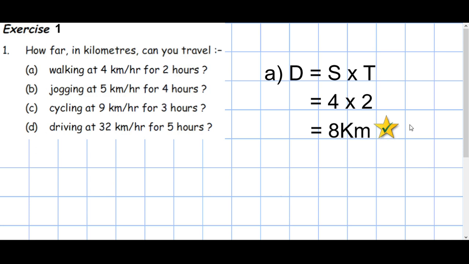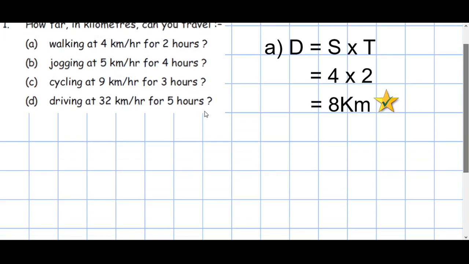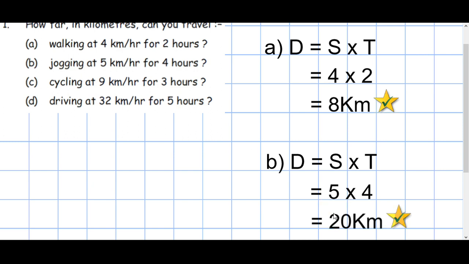Again, I'll do part B just to show you how simple this is. So jogging at 5 kilometres per hour for 4 hours. Start with the formula. D equals S times T. The speed's 5 kilometres per hour and the time is 4 hours. So it's 5 times 4 and it's 20 kilometres.